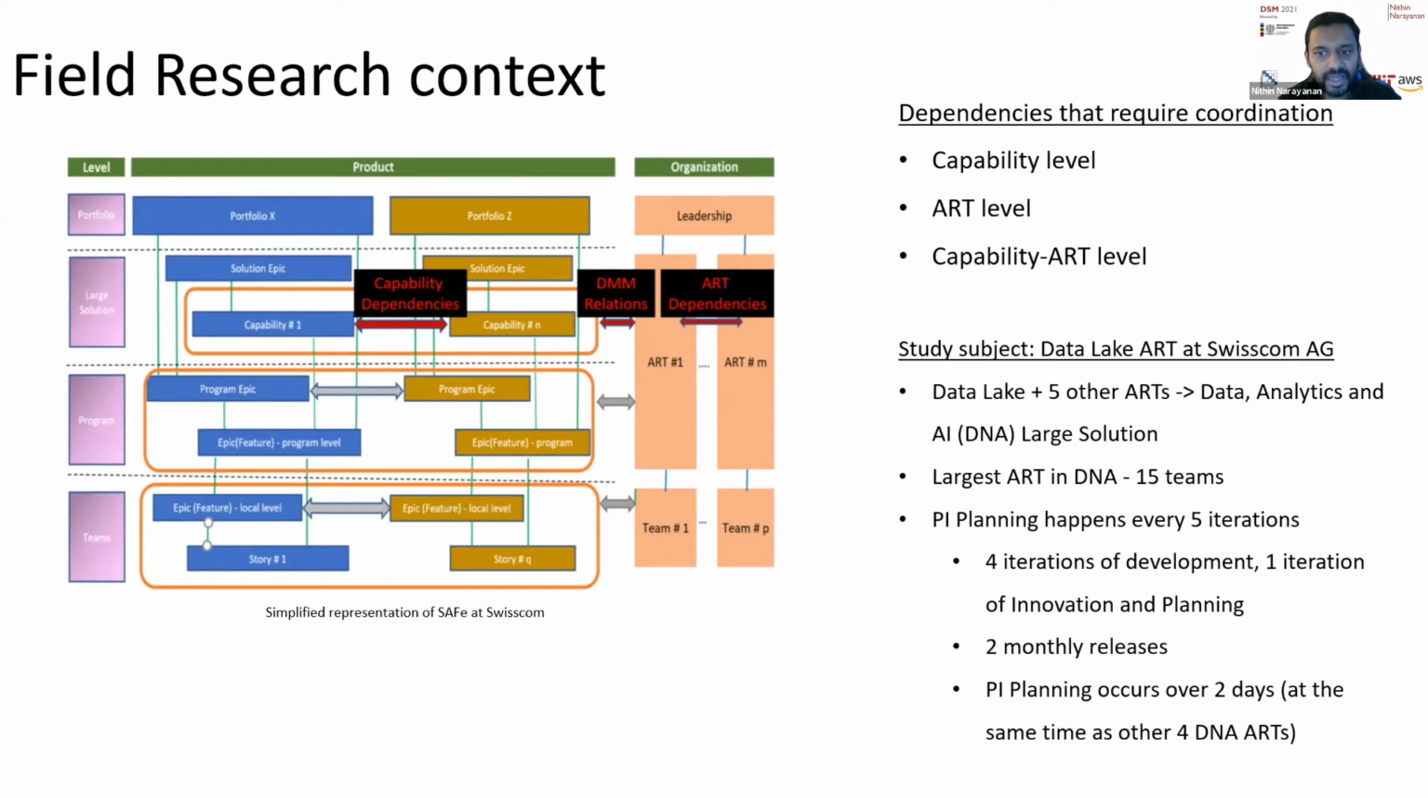DNA is the data and analytics and AI group within Swisscom. It's a large solution group. It consists of 15 teams and their PI planning, which is another important ceremony in Scaled Agile, where the large groups come and plan for the next 2-3 months on how and what they are going to deliver, or what the key components are going to be in their delivery.